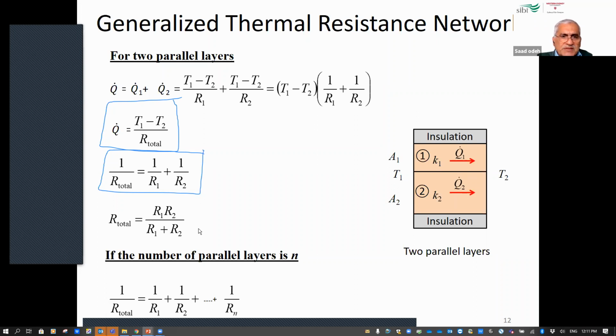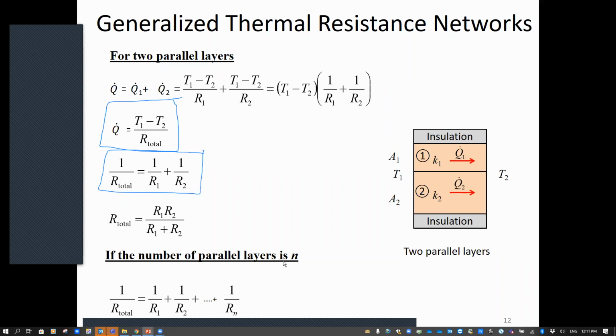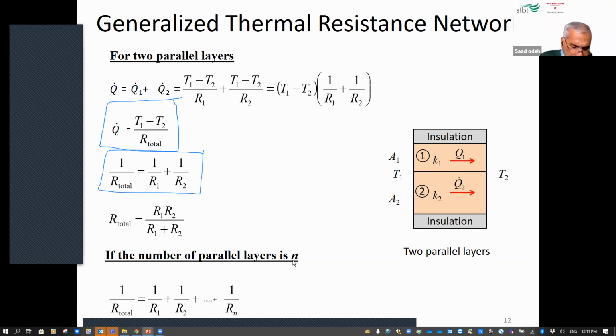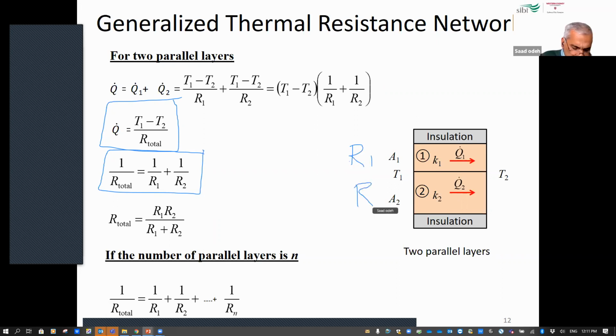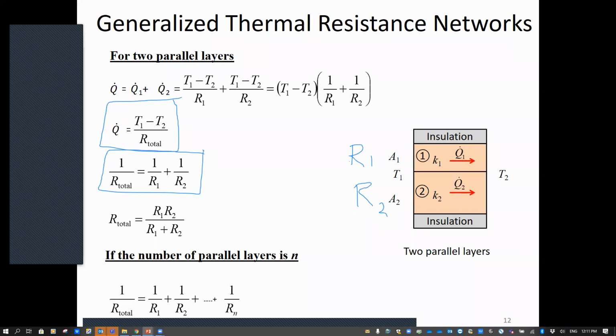Where do you find this parallel? N, per layer. Yeah, that's right. Because let's say here in this case we said we have only two. We have layer 1, R1, and R2, because we have 2 layers. But if I have more than these two, n number of layers, you just keep adding it. Keep adding, right? Correct.